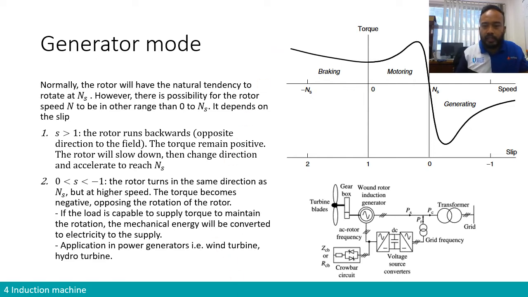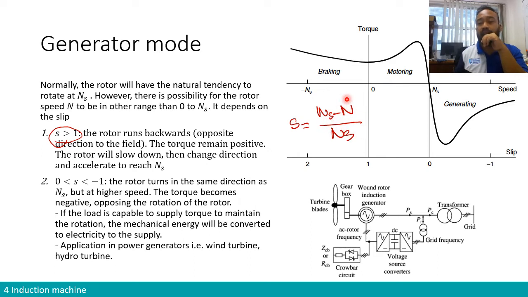So we remember the equation for slip is S equals synchronous speed minus the rotor speed, divided by ns, right? So the first case is when S is larger than 1. How could we have S larger than 1? We know that synchronous speed is fixed due to the frequency, so it cannot be much larger. So in order to have it larger than 1, and we know that n is between 0 and synchronous speed, it means n needs to be negative, right? n needs to be negative.